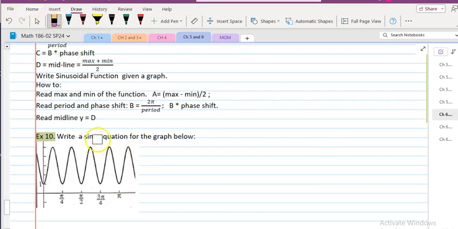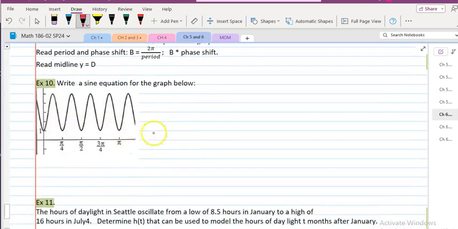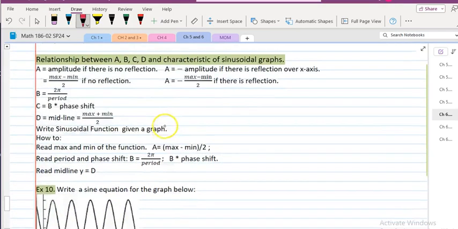So look at this graph. It could be written as a cosine if I think of this starting at the lowest and then going up to the highest. Or I can think of this as starting here and going up and down as a sine function. So this is a sine equation that we want to graph.